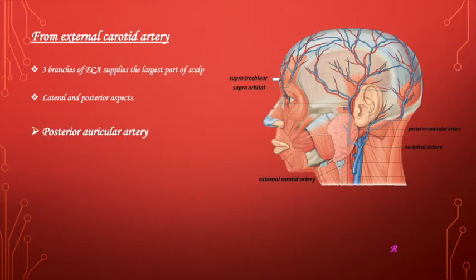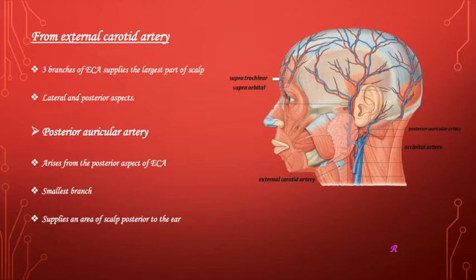First, we will discuss the posterior auricular artery. It arises from the posterior aspect of external carotid artery. It is the smallest branch of external carotid artery. And also, it supplies an area of scalp that is posterior to the ear.